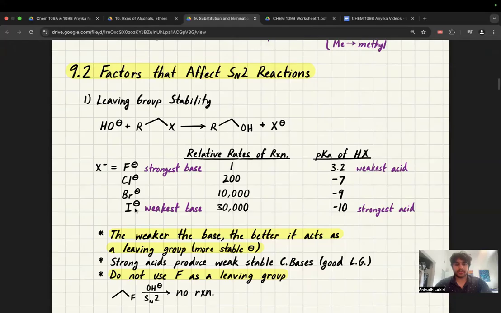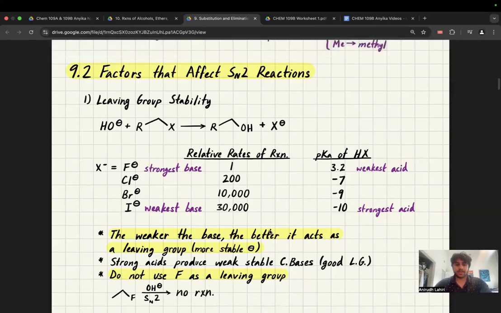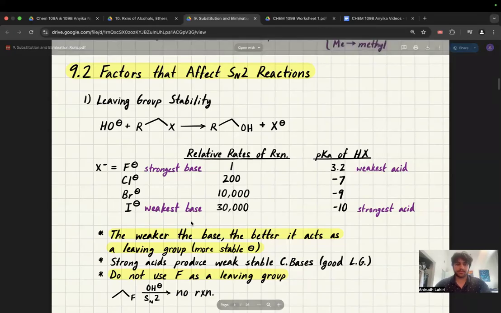Generally speaking, the weaker the base, the better it'll act as a leaving group because there's a more stable negative, right? So since I is so big, once it leaves, we can spread it out over a really big area, right? And we define the stability of a weak base by also the strength of the conjugate acid, right? And vice versa.